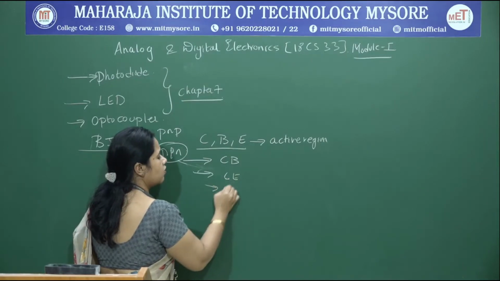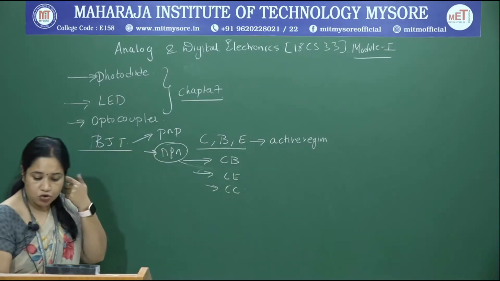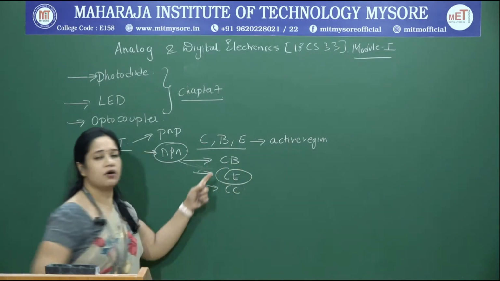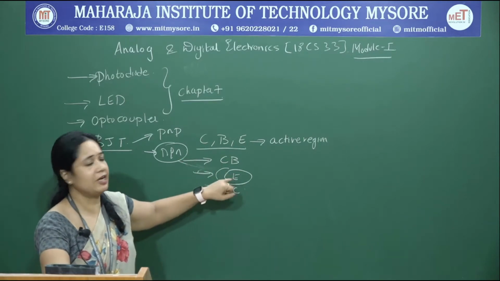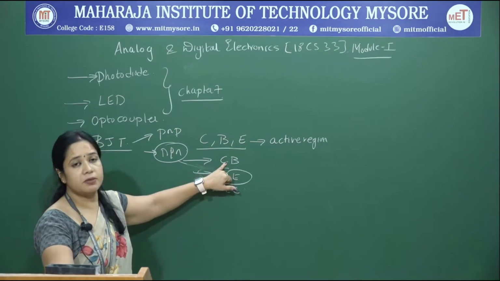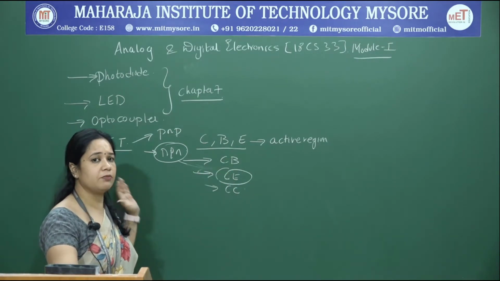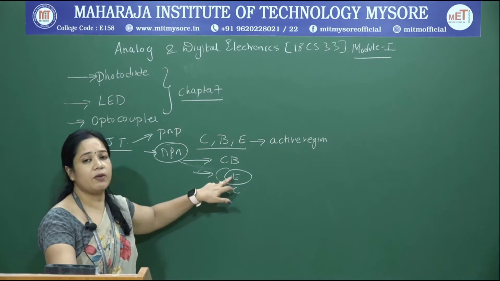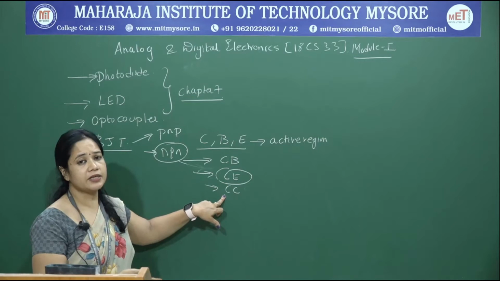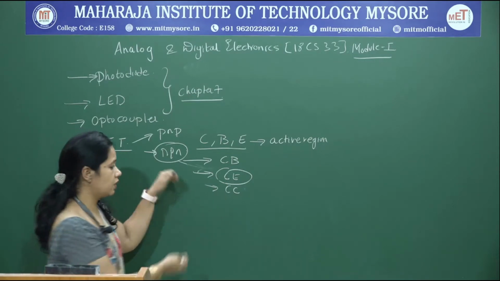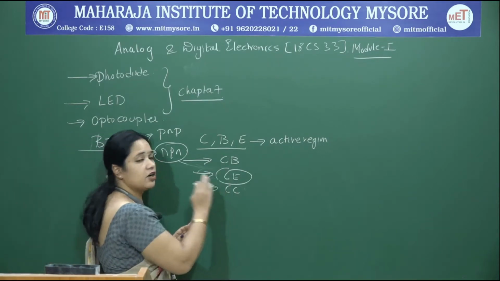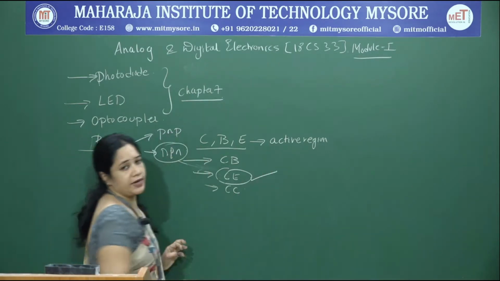common emitter and common collector configuration. Out of the 3 configurations, common emitter is widely used because of its stability of operation. What do we mean by common base? If the base is held common between the input and output, we call it common base. If the emitter is common between the input and output, we call it common emitter. And the common collector configuration is one where the collector terminal is held common between the input and output. Out of all the 3 configurations, common emitter is widely used.